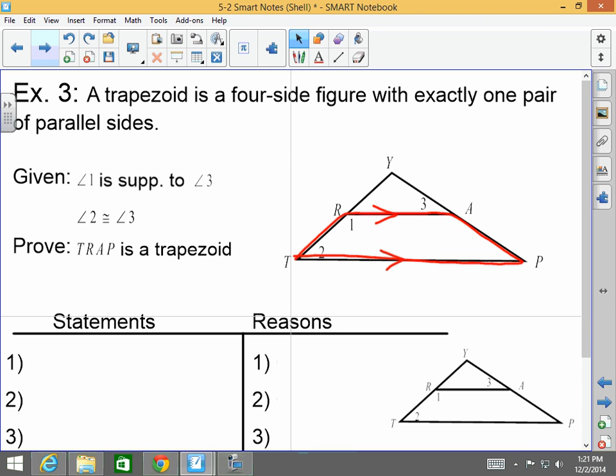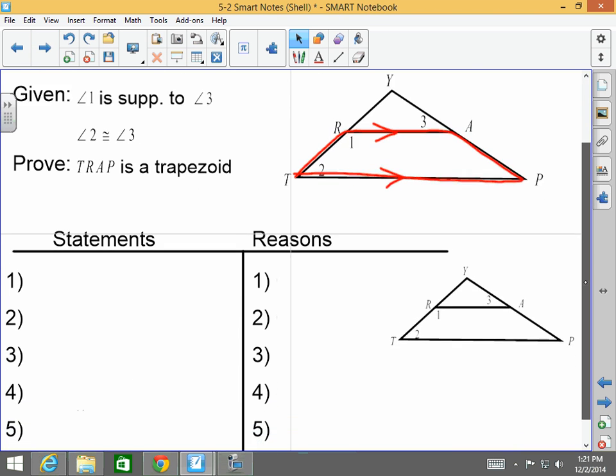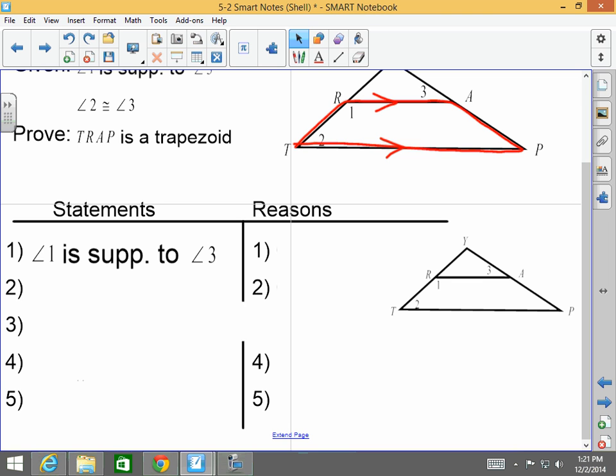Yes, sir. You wanted to start it? Okay, let's start it. What would I do first? Of course. Angle 1 is supplementary to angle 3. That's given. So I can't really mark that, except I know that angle 1 plus angle 3 is 180 degrees. Awesome. Next is, I can't go anywhere from that, so next would be my next given. Angle 2 is congruent to angle 3.